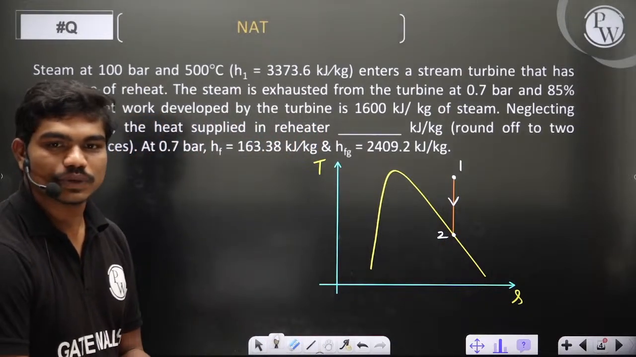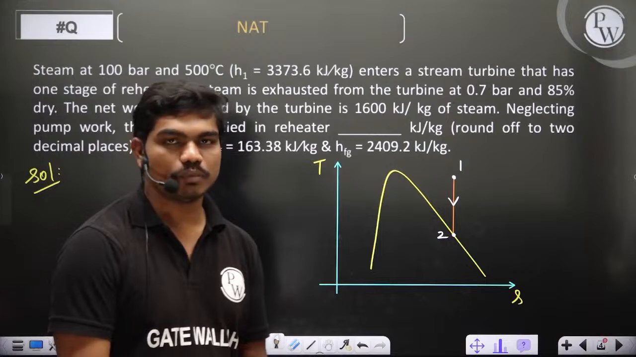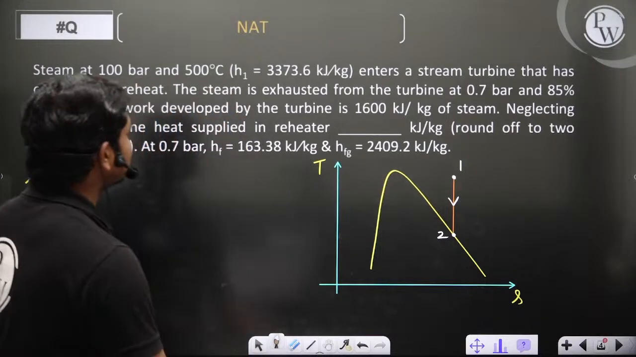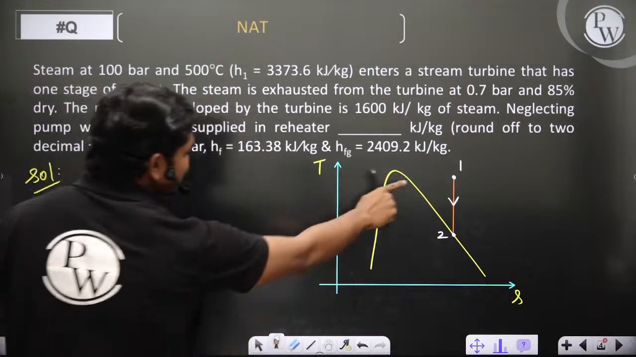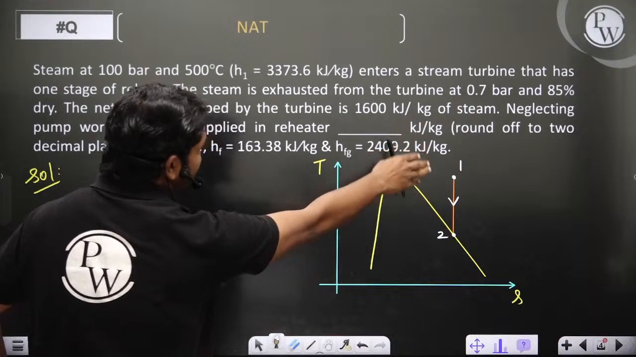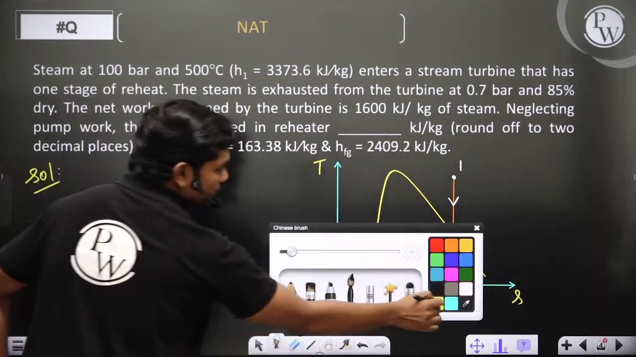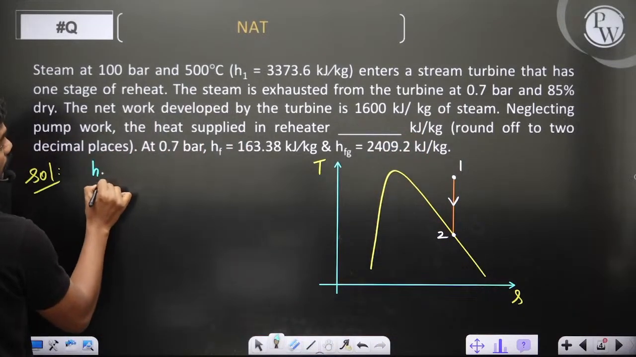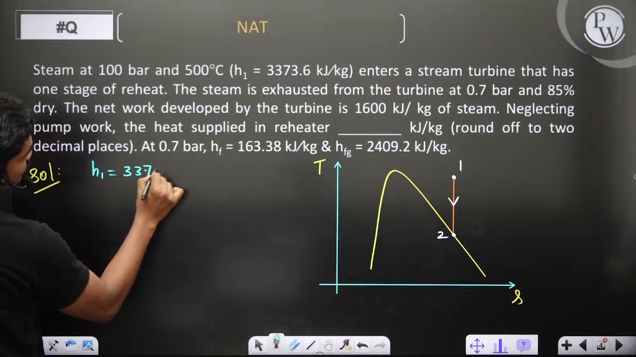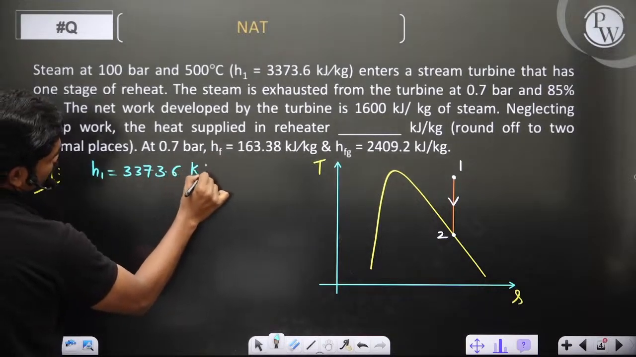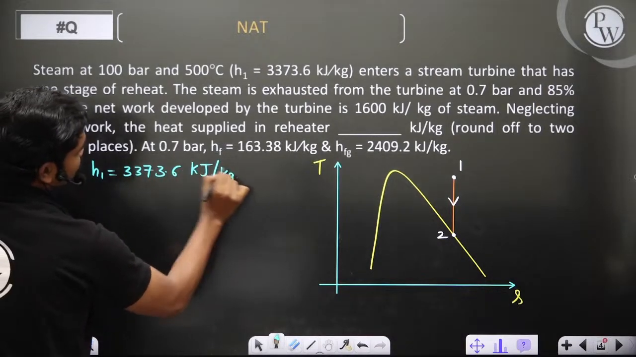But from today, whatever homework I give you, please try it. Like good boys. See here. Steam is entering at these conditions, at 100 bar and 500 degrees Celsius. So they have given you the H1 value. H1 is equal to 3370.6 kilojoule per kg.